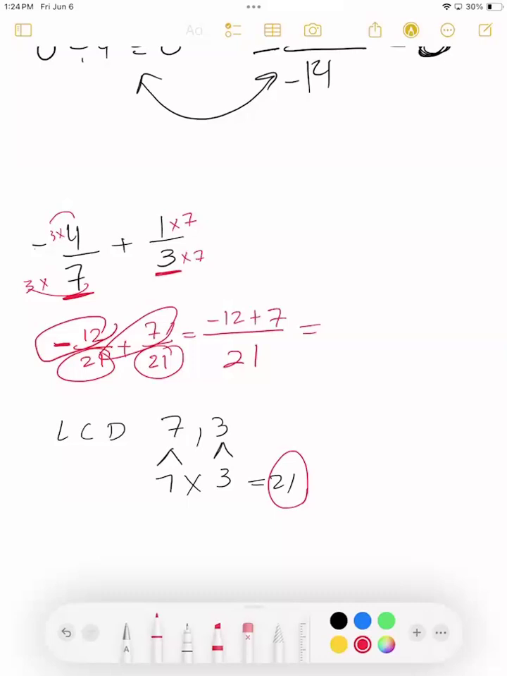So one number is negative, one number is positive. We have to subtract. Start with the bigger one. 12 means you borrow $12. You return $7. You still owe $5. Is it okay to put the negative here? Yes. Or you can put it here.